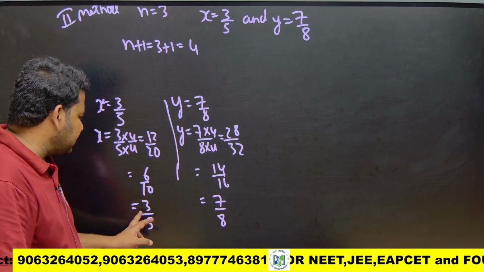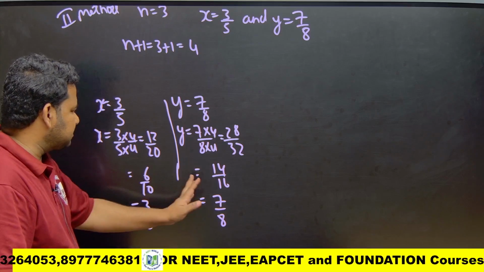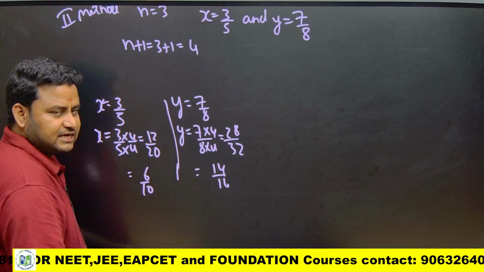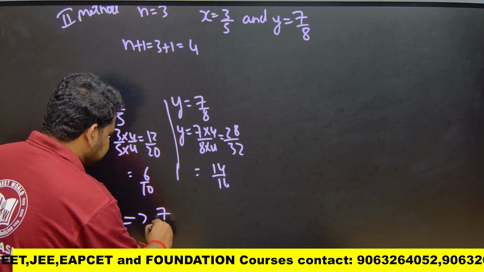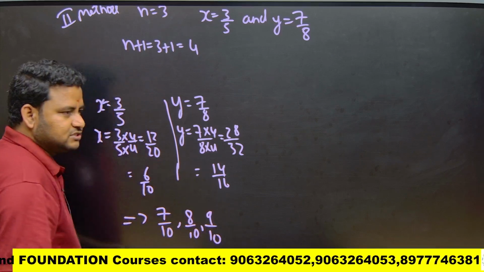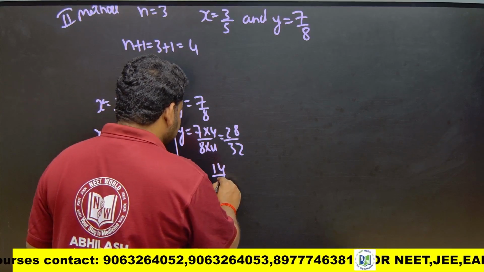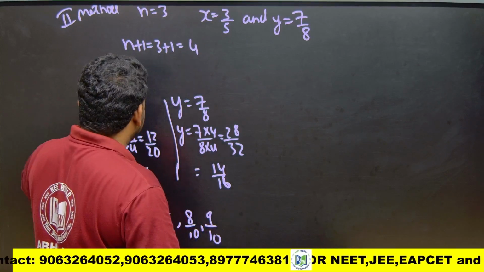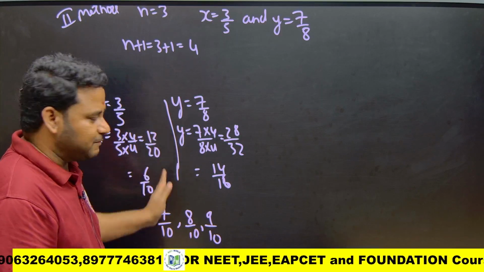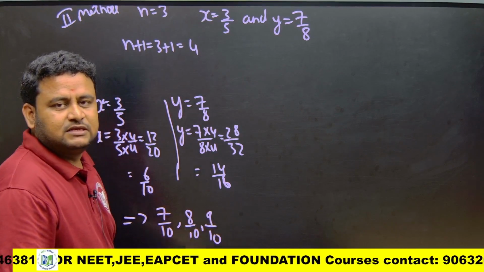So further, if I want to write between 3 by 5 and 7 by 8, same thing we got, no? We have to write 3 rational numbers. Further you need not simplify, you can keep it as it is. 3 rational numbers between these I can write as 7 by 10, 8 by 10, 9 by 10. These are the three rational numbers between these two rational numbers, 6 by 10 and 14 by 16, that is, between 3 by 5 and 7 by 8. They are 7 by 10, 8 by 10 and 9 by 10.